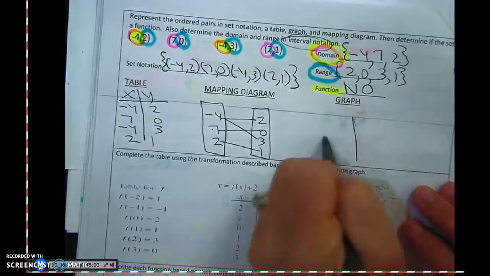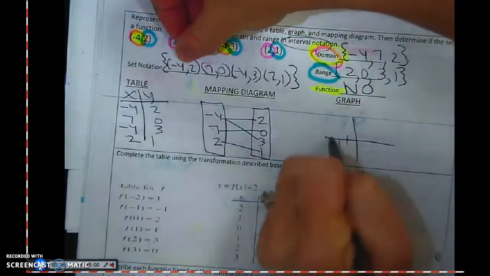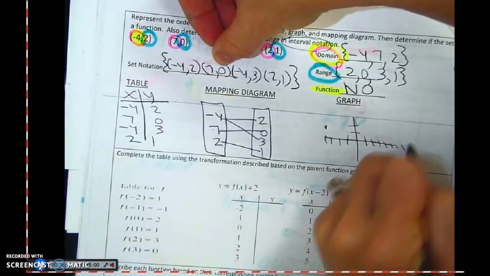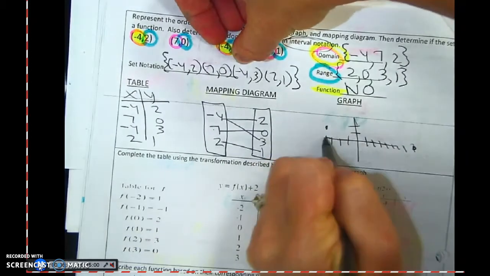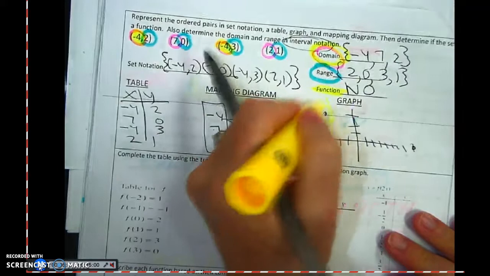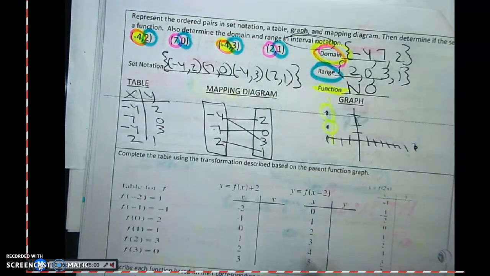Now you're going to graph it. Left 4, up 2, right 1, 2, 3, 4, 5, 6, 7, left 4, up 3. Here's another way to show that it's not a function, just in case. And then 2, 1.